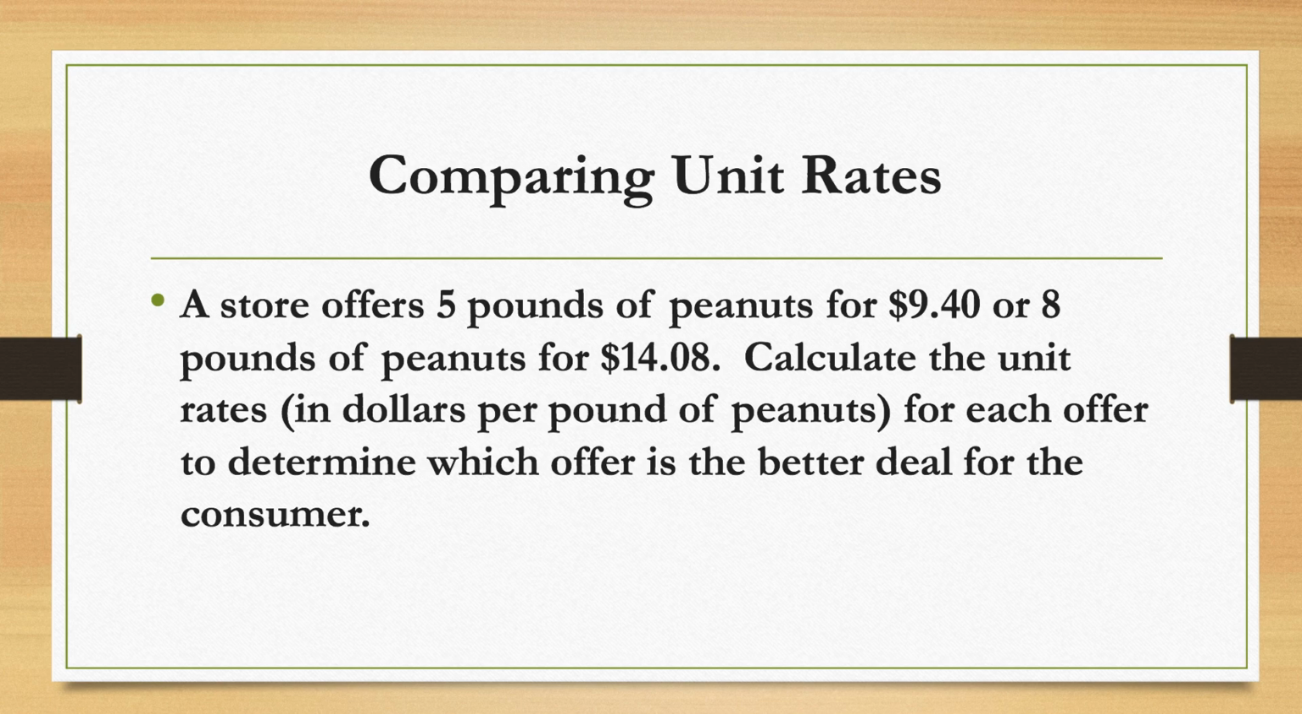Okay, so this is important right here. Here's the word per that we were looking for. We have dollars in front of it and we have pounds behind it. And we want to determine which offer is the best deal for the customer. So remember that we're going to set up our rates by doing dollars on the top. The per is the division, and pounds on the bottom.